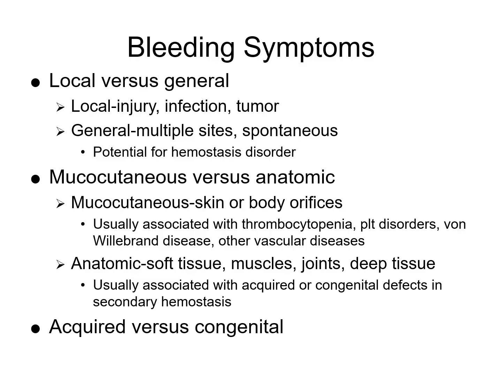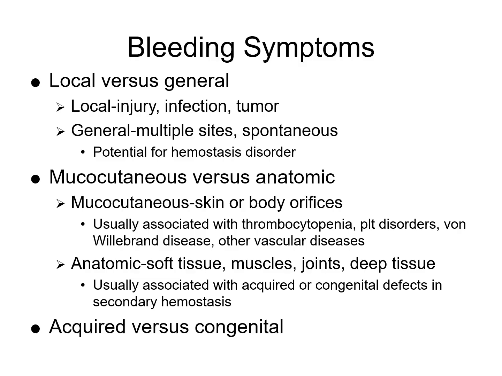Local bleeding is confined to a specific site or area. This is usually due to injury or trauma, infection, or tumors. This usually suggests a local vascular or tissue cause rather than a systemic hemostatic defect.